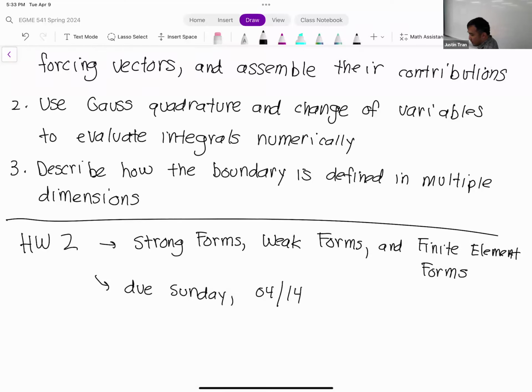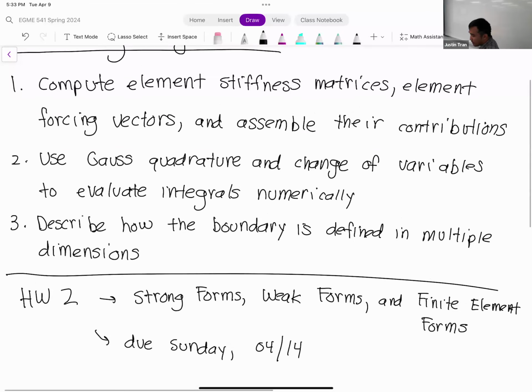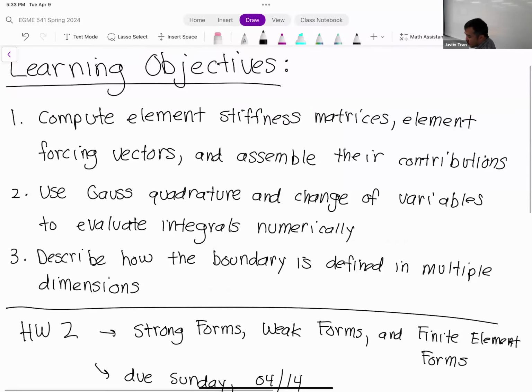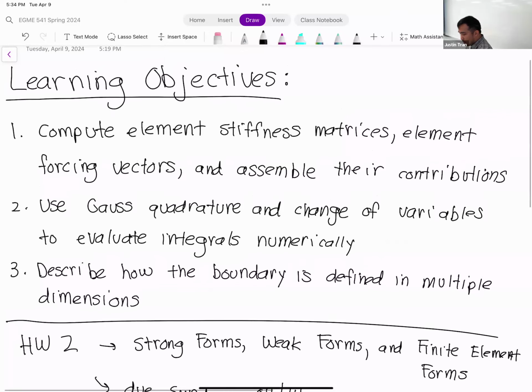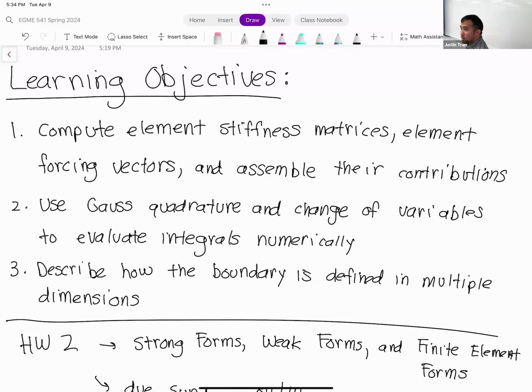If you haven't gotten started on it yet, I would definitely take a look. These problems aren't that difficult, and in fact they're a lot less tedious than the direct stiffness problems, just because the matrices aren't nearly as big. But it can still take some time, so make sure you get a good head start. Any questions on anything before we get started for today? Okay, let's pick up right where we left off.